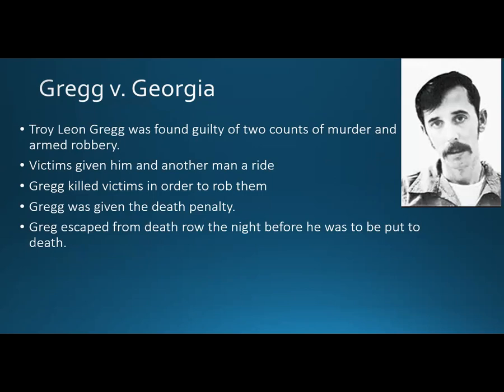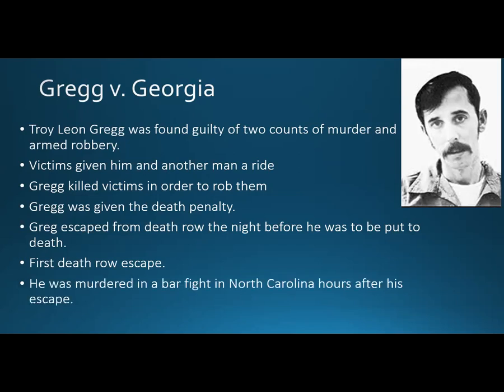Now, what's next is you really can't come up with this stuff. You can't write this stuff. He escaped from death row the night before he was put to death. Now, remember, this is in the early 70s, so I have no idea how a person could escape, but he did. First death row escapee, but not the last. And here's the kicker. He was murdered in a bar fight in North Carolina hours after his escape. So he actually shortened the time that he was going to be put to death.